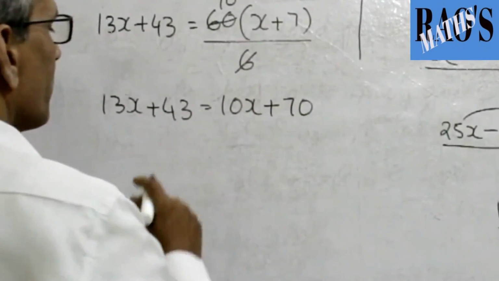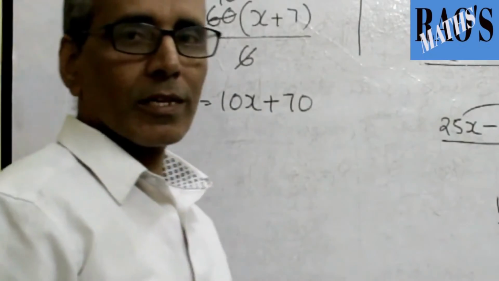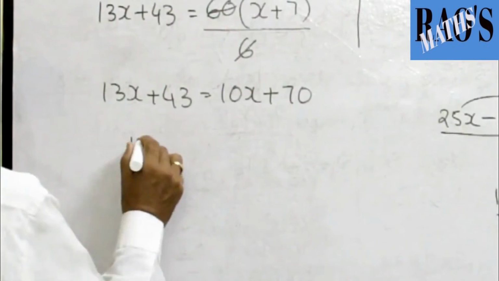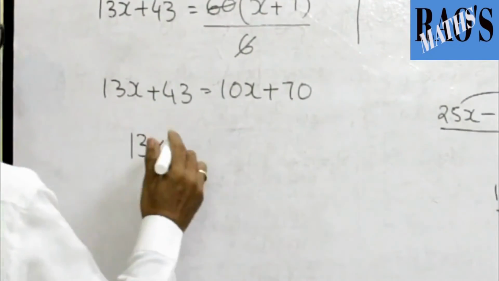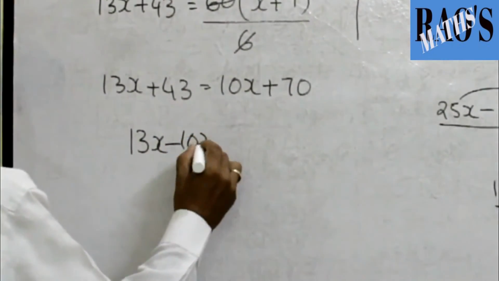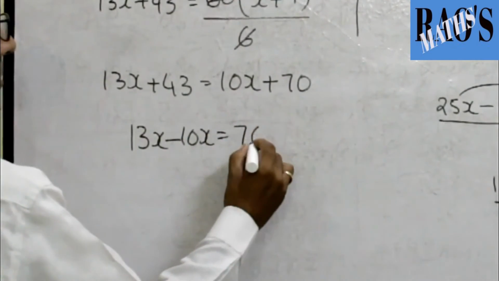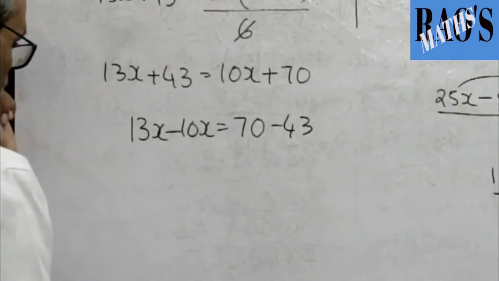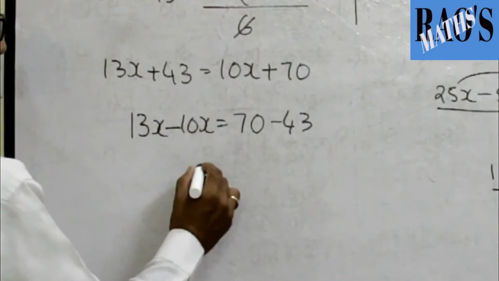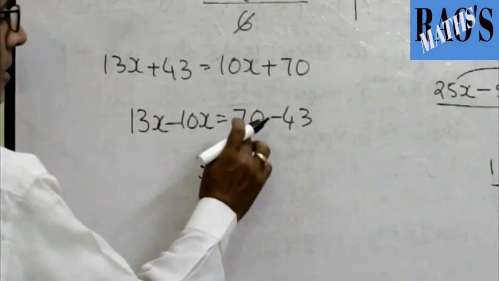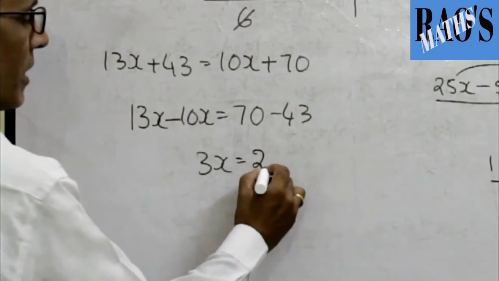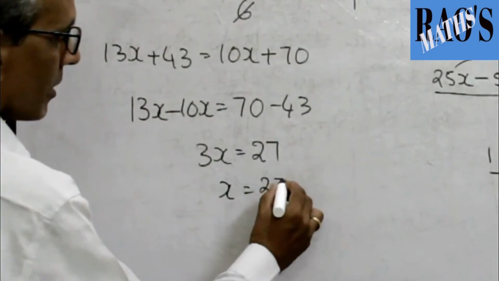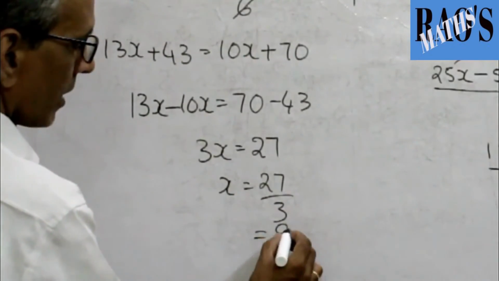From here, mutual transposing from LHS to RHS, RHS to LHS, that I do know. So 13x minus 10x on the LHS and 70 minus 43 on the RHS. 13x minus 10x is 3x, 70 minus 43 is 27. So x is equal to 27 by 3. Of course, it is 9.